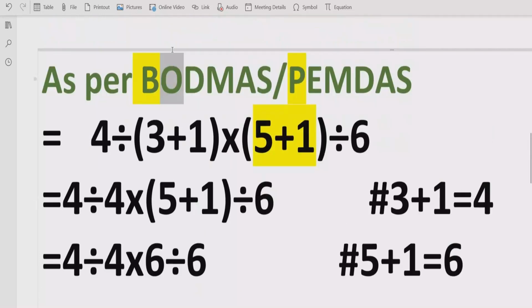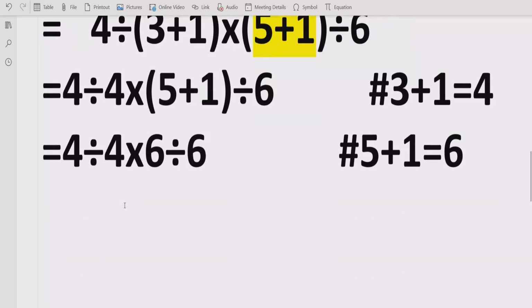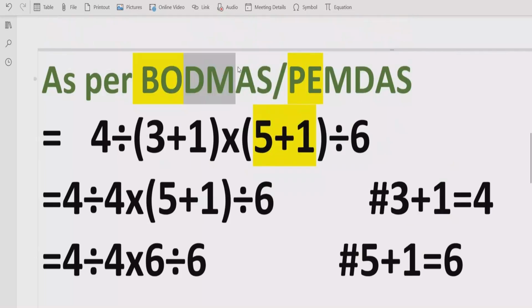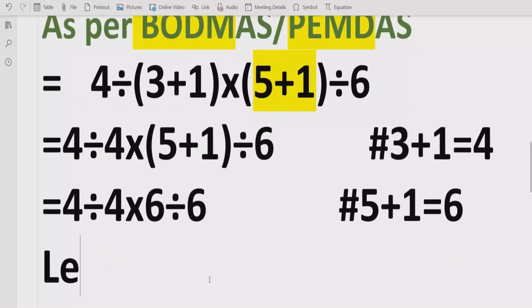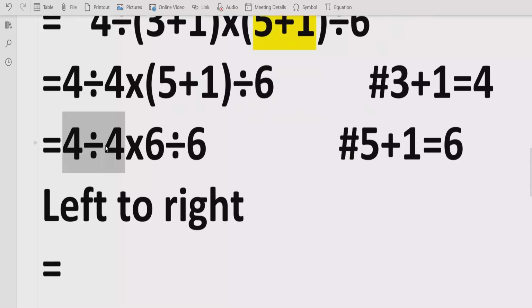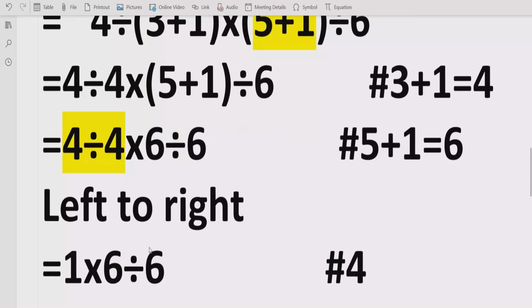Now move forward. We have solved the bracket. Now we have to see the exponent part or order of operation. We do not have any number which has the power, so we can skip this one. Now move forward for division and multiplication. We have to go left to right in this expression and find out which is coming first. So now we have 4 divided by 4, which equals 1, multiplied by 6 and divided by 6, we will write here as it is. And here we have to give the reference 4 divided by 4.